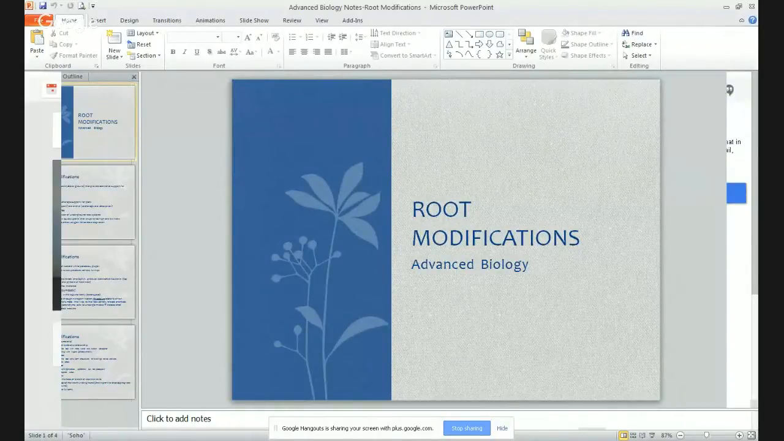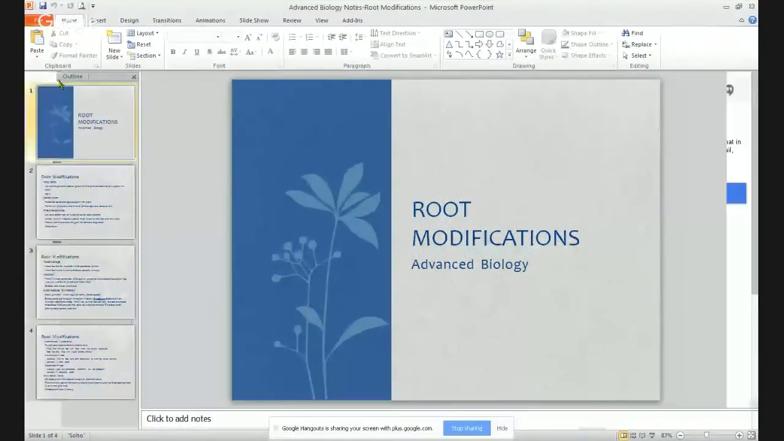Alrighty, good morning. Going to talk about some root modifications today. So just basically some other things that can develop off of your roots.